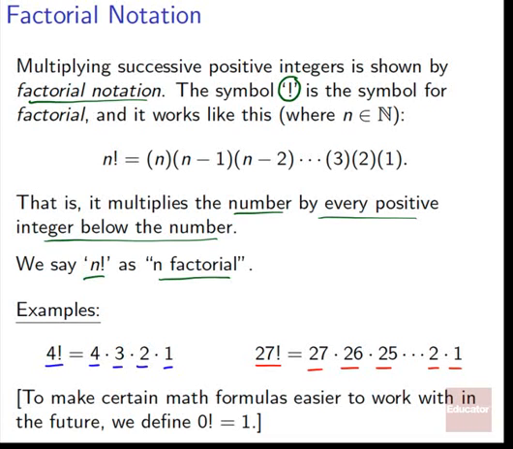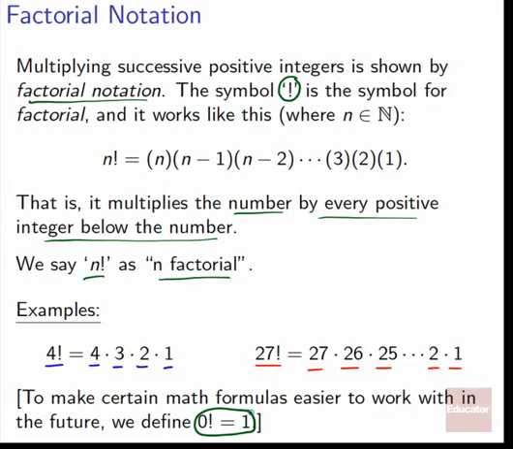Now, one special thing here. To make certain math formulas easier to work with in the future, we just define 0 factorial equal to 1. It makes things a lot easier if we say 0 factorial is equal to 1, even though it doesn't quite make sense with this definition that we just defined here. It's not quite as natural a thing to say, but it will make things work out a lot more smoothly in the future. So just trust me on this. It makes sense to say 0 factorial equals 1. It will keep things running smoother in the future, so we just make that definition.